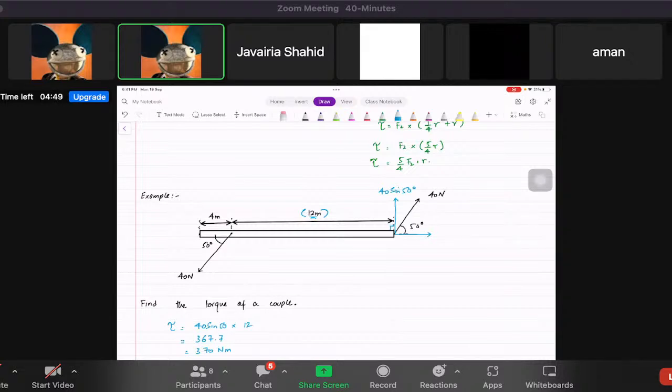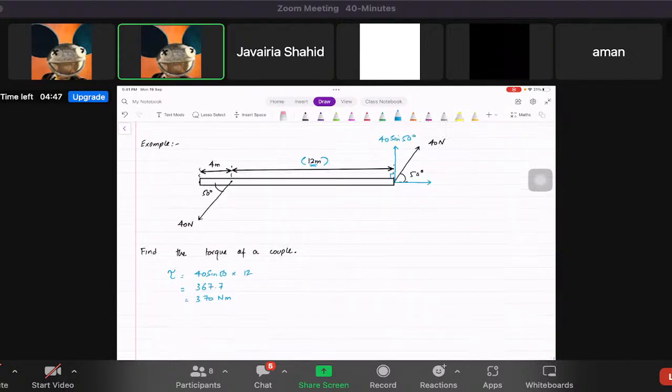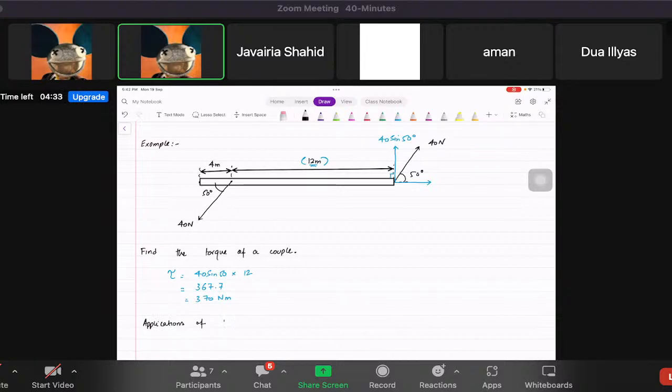Now, the next thing you already know, so it's easy. Okay, so we just need to do some applications of both conditions of equilibrium.